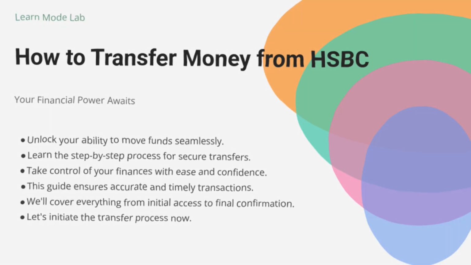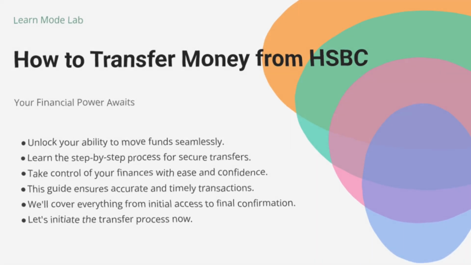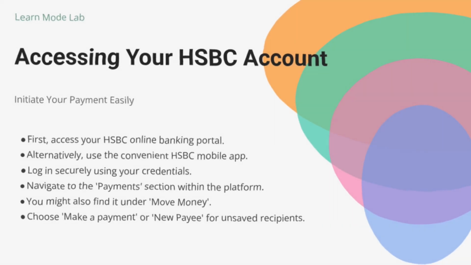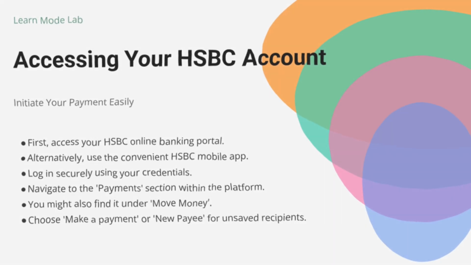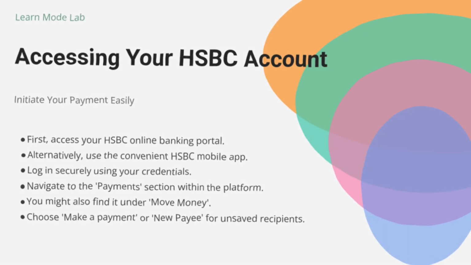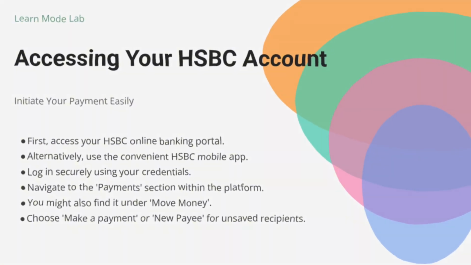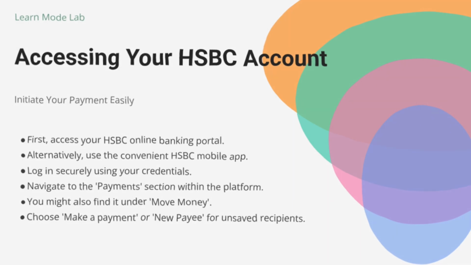How to transfer money from HSBC to another bank. Your financial power awaits. Let's initiate the transfer. First, access your HSBC online banking portal or the mobile app. Navigate to Payments or Move Money. Choose Make a Payment or New Payee for an unsaved recipient.